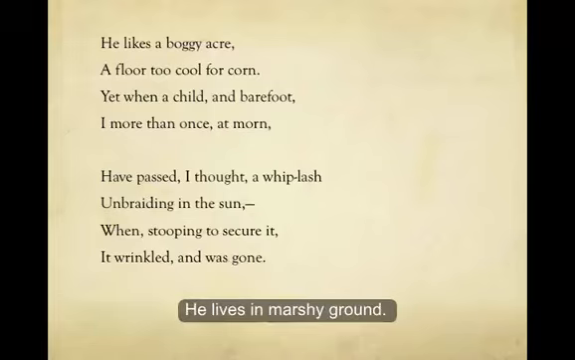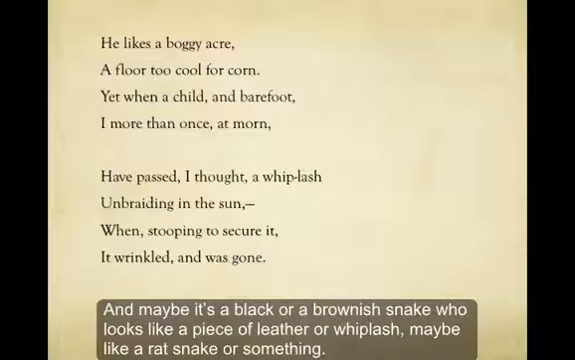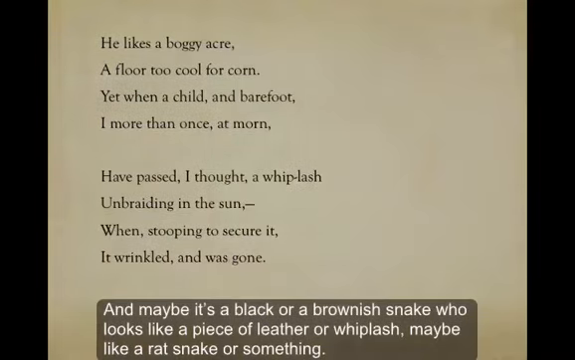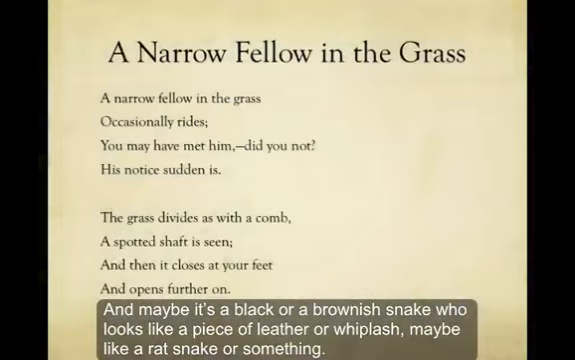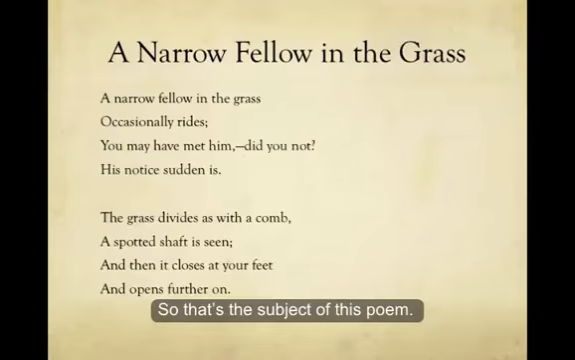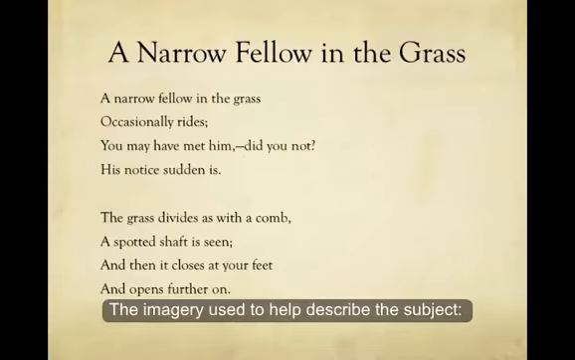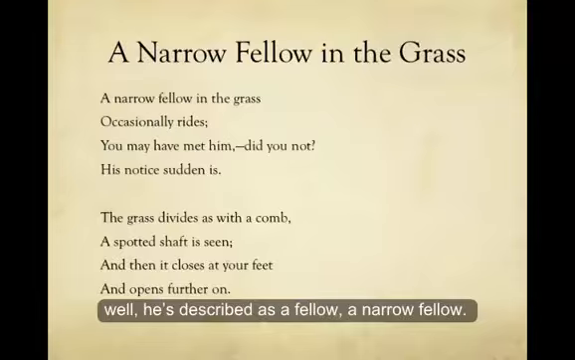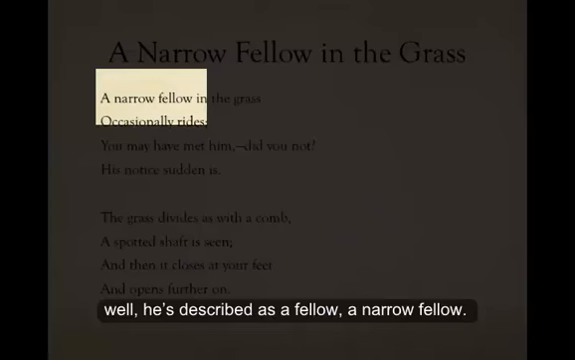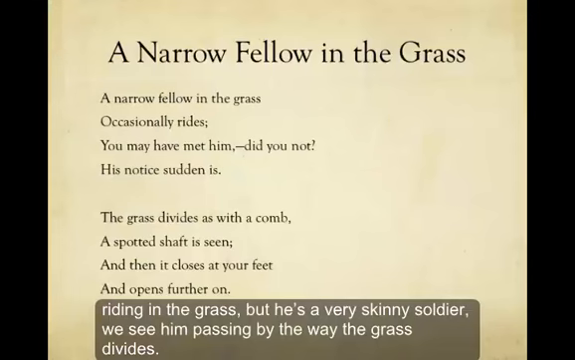He lives in marshy ground. And maybe it's a black or brownish colored snake that looks like a piece of leather or whiplash. Maybe like a rat snake or something. So that's the subject of this poem. The imagery used to help describe the subject, well, he's described as a fellow, a narrow fellow. It's almost as if he's like some sort of soldier riding in the grass, but he's a very skinny soldier. We see him passing by the way the grass divides.